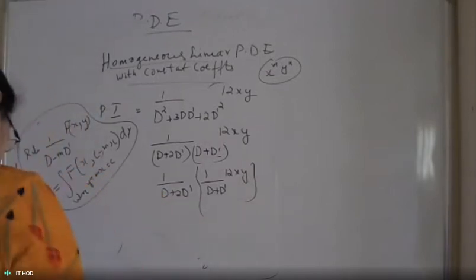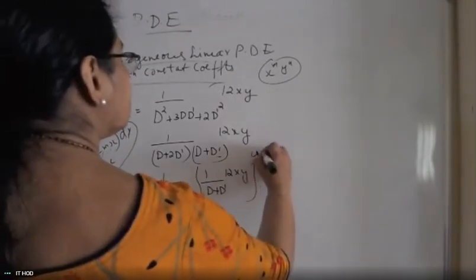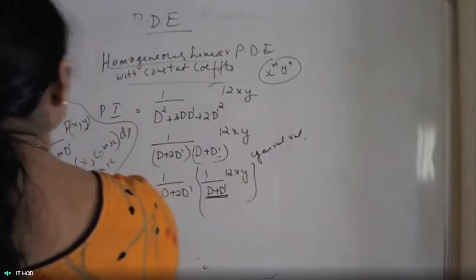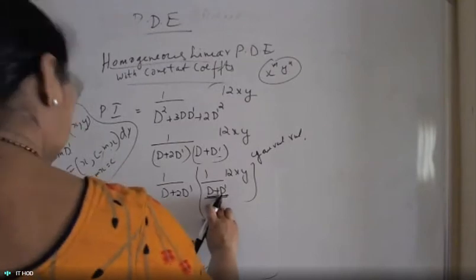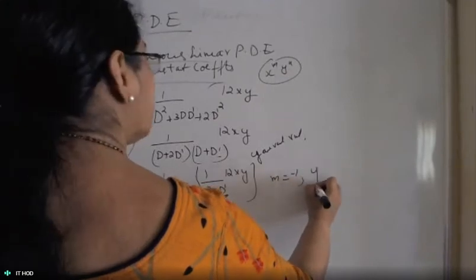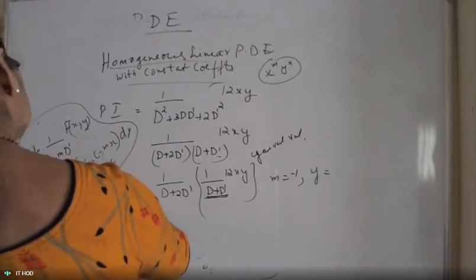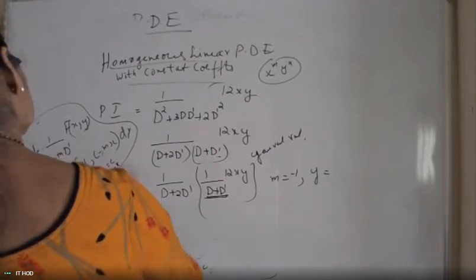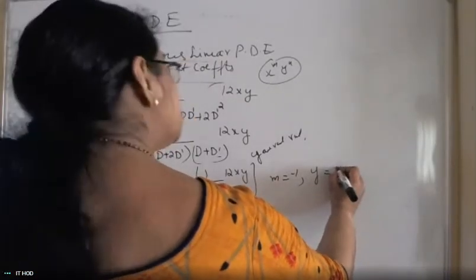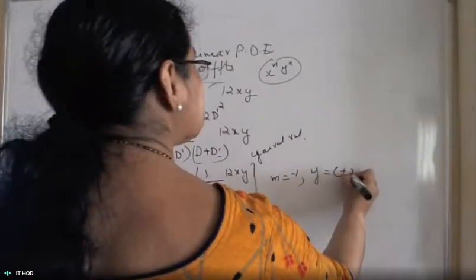So let me do this one. Here we are going to use the general rule. Taking this one, it is of the form D minus mD dash. What is our m here? m is equal to minus 1. We take y plus mx equal to c, so y is equal to c minus mx. Here this becomes c minus m, and m is minus 1, so c plus x.